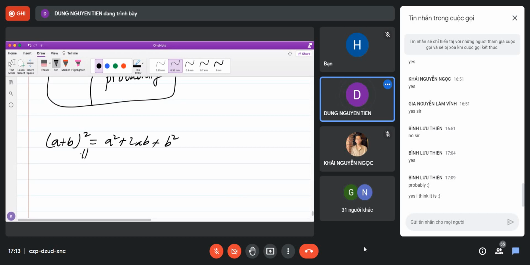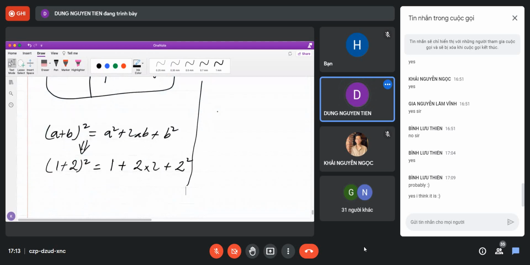And from here, I can say that (1 plus 2) squared should be 1 squared plus 2 times 1 times 2 plus 2 squared, right? This is always true. Is that clear? It is always true. 1,000 years ago, 1,000 years later, that is always true. However, in statistics, that is not always true. The conclusion you get in statistics is not always true.